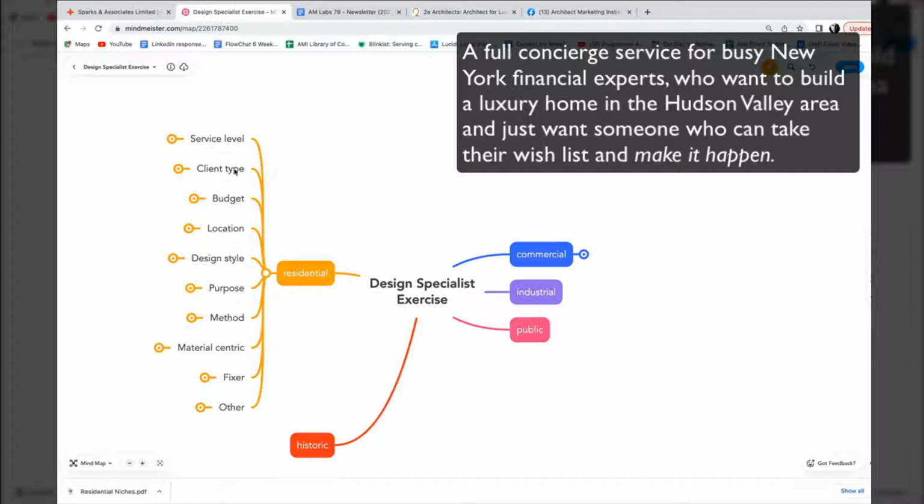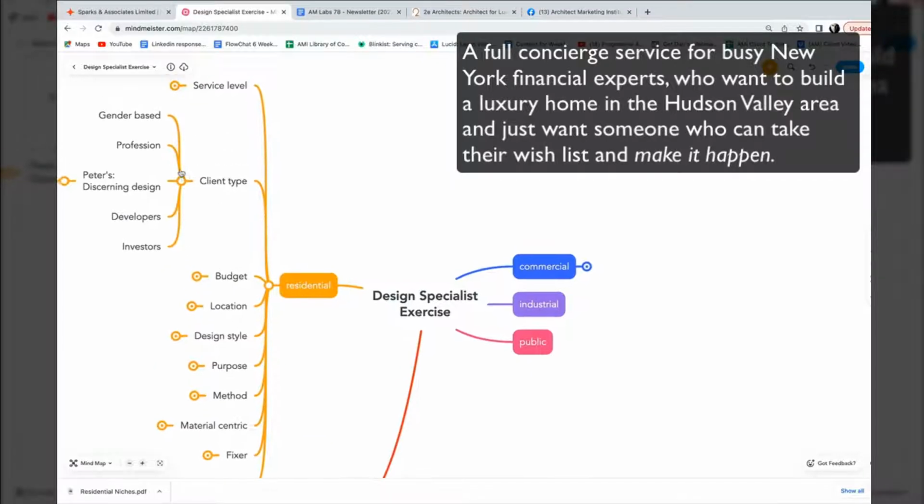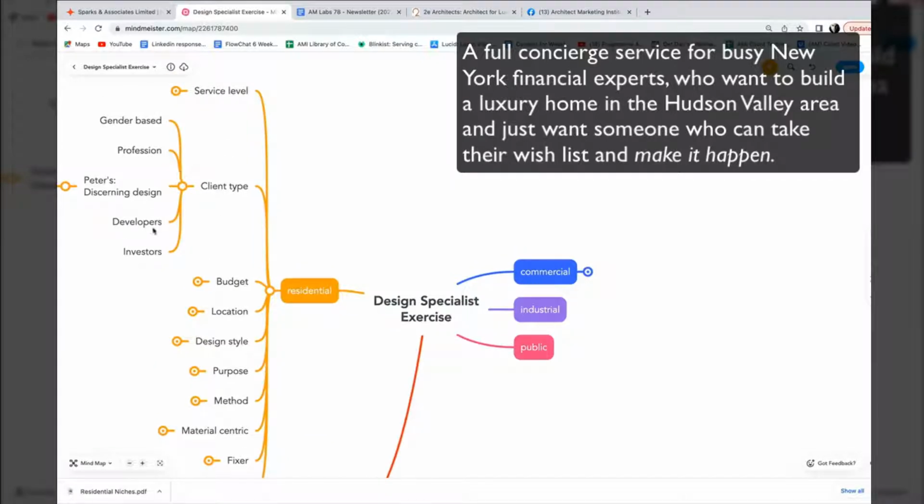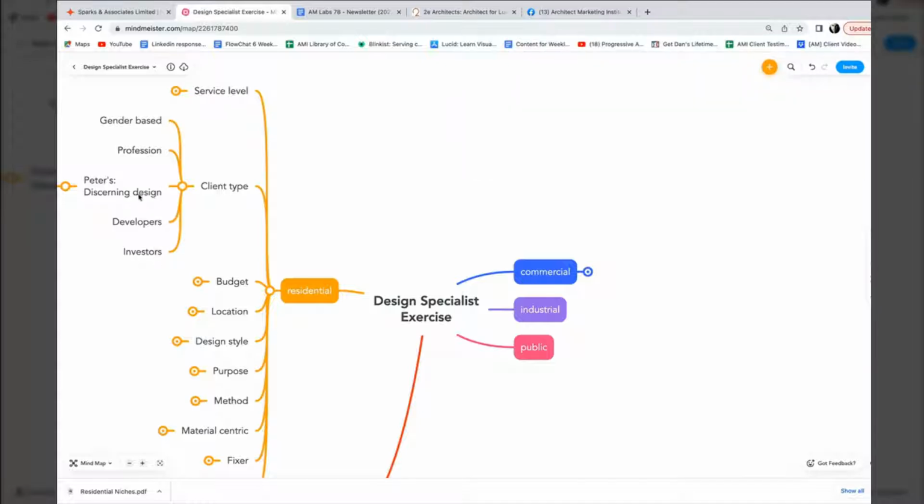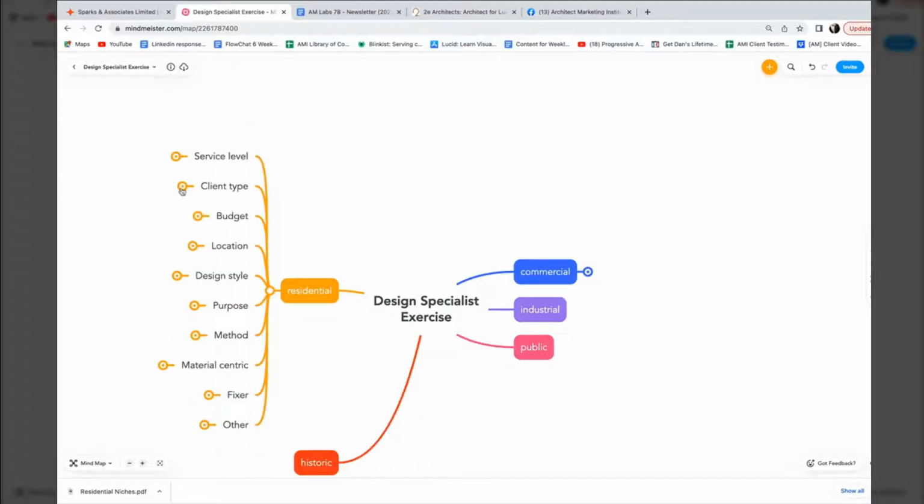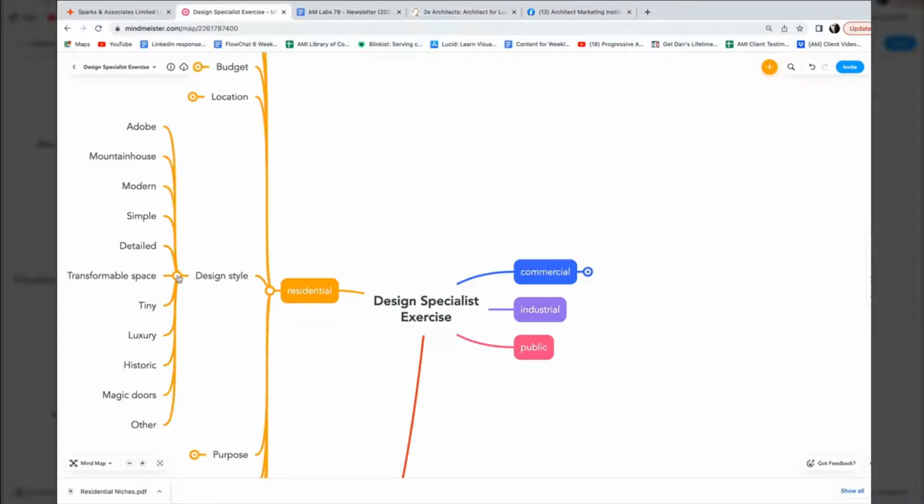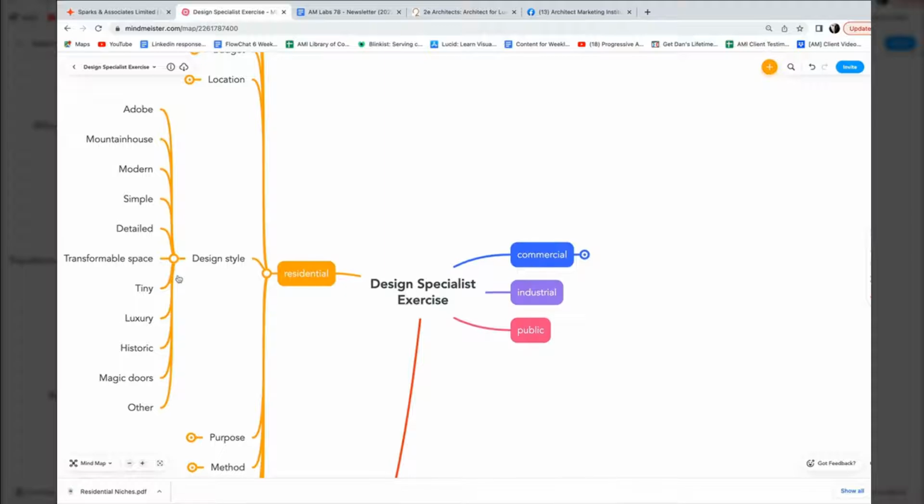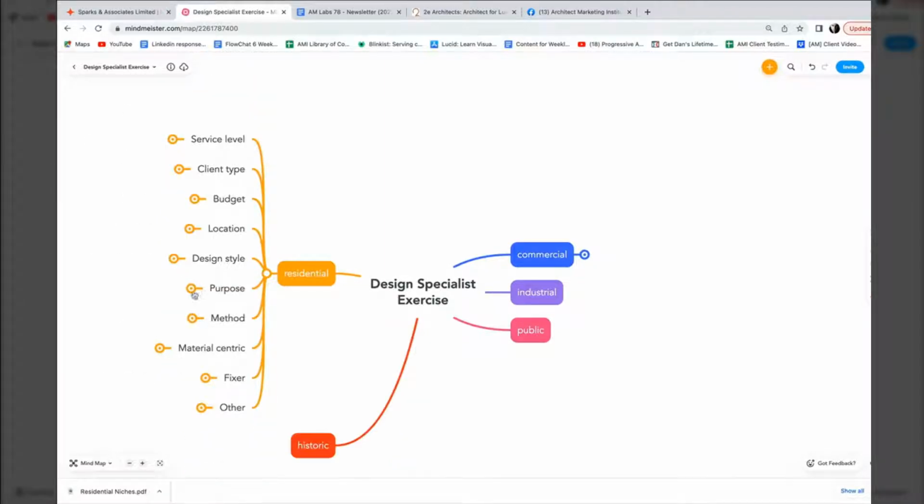Okay, so there is client, you could niche based on client types, developers, investors, people in a profession, people with particular psychological preferences. I'll drill down into that one. You could niche based on budget, location, design style, right? So, if you drill down, it's just an example of drilling down. I'll show you what we can do when we do drill down.